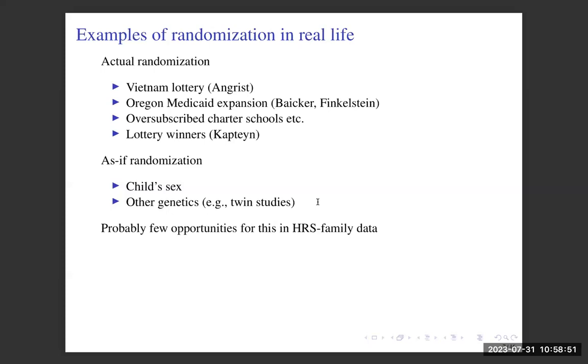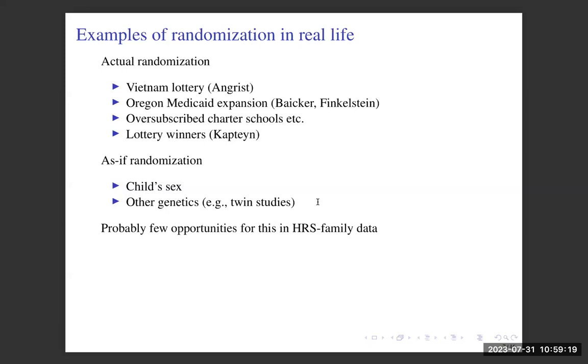There are some things that are also as-if randomization. So there are some examples where you have a family and they're having a child, and whether it's a boy or a girl affects later outcomes, and so that's considered a random event, although you have to be a little careful with this because in some countries there is sex-specific abortion and things like that.